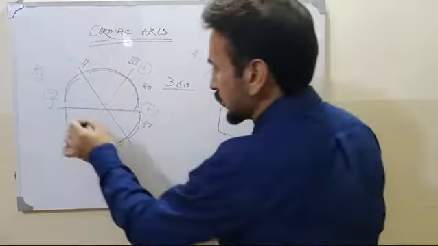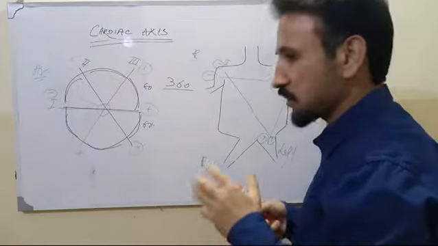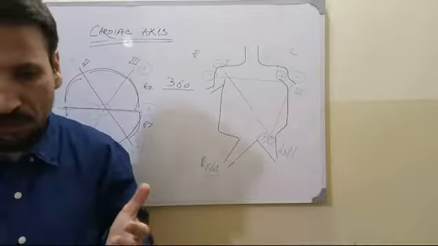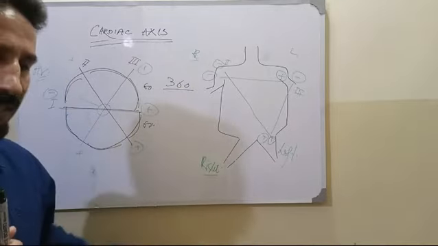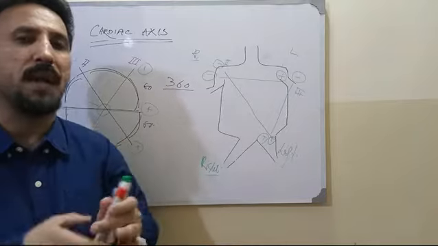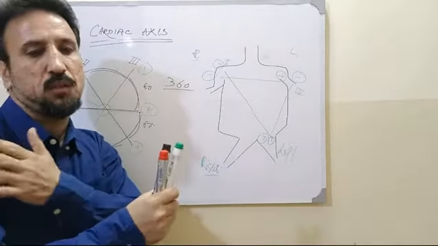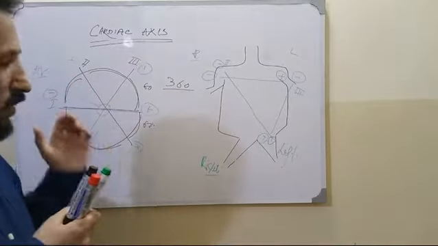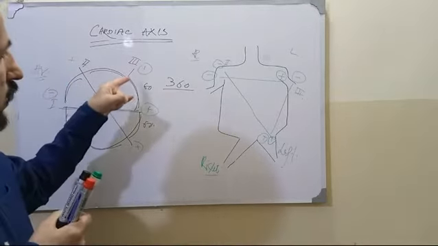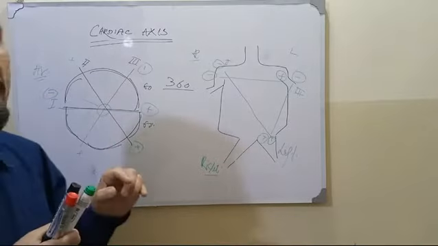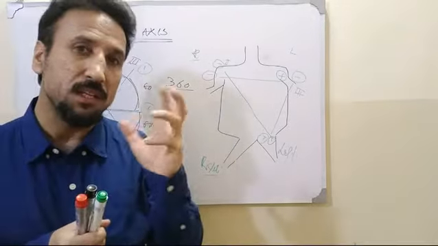These vectors have been further intersected by the augmented leads in the form of the AVF, which is attached to the left leg, the AVL which is attached to the left limb, and the AVR which is attached to the right arm. Now they are intersecting these vectors and further dividing these angles of 60 degrees, 60, 60, 60, 60, 60 into further 30 degrees.